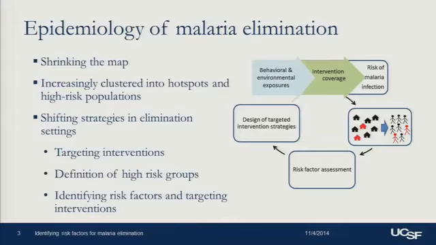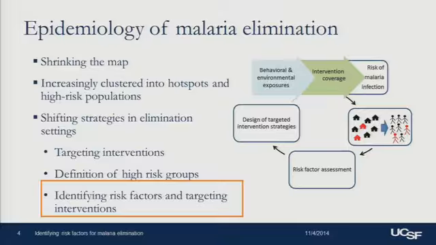So a challenge here is that while in control settings, we can use population-based prevalence surveys, mass screenings, and cohort studies to look at risk factors. In elimination settings, where we have very few cases, these studies are underpowered to assess risk factors, which is why we want to be looking towards new tools and methodologies that we can flexibly apply in these settings.